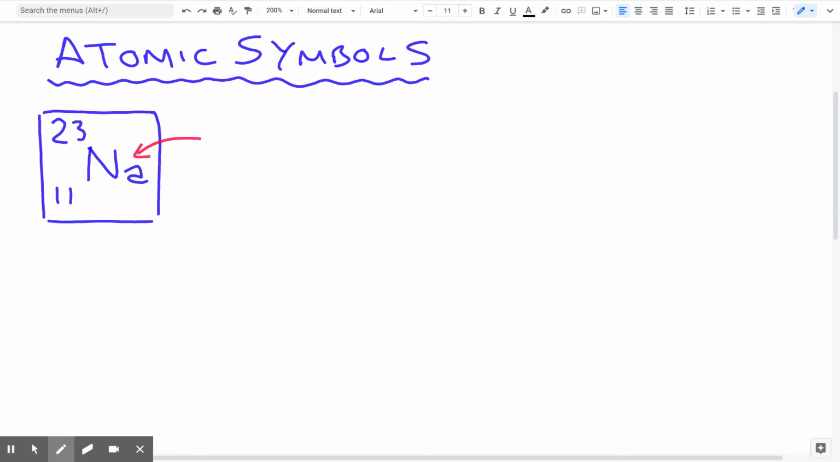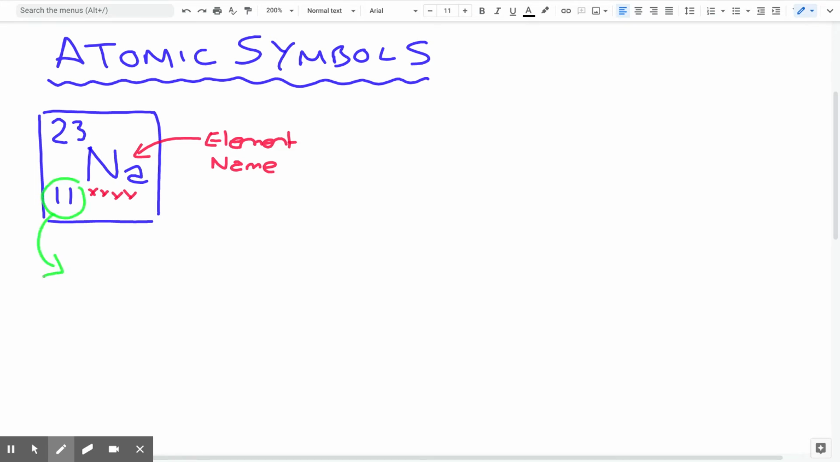So this identifies the element name, okay, by using the symbol. So Na for sodium, or S for sulfur, or O for oxygen, etc. Sometimes you may see the name actually given underneath, depending on which type of periodic table you've got. And what we can then also see are two other numbers.